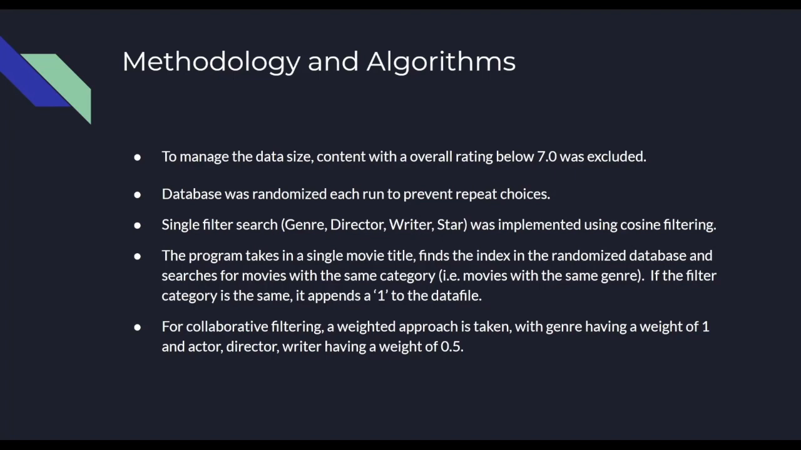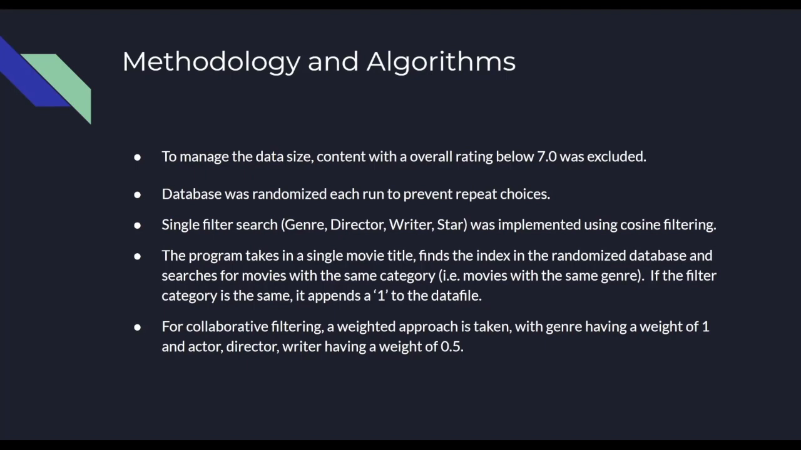One of the first filtering approaches we used was a single filter search using one of four keys: genre, director, writer, or top billed actor. And this was mostly implemented using cosine filtering. Here, the program takes in a single movie title. It finds the index of that movie title in the database after it's randomized, and it searches for all movies with the same category. The user would put in a movie title and want to search through genre, so it would return a sorted list of all the movies that have the same genre.